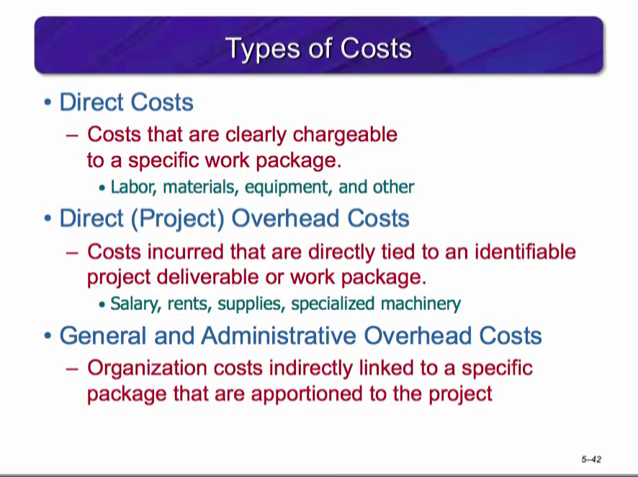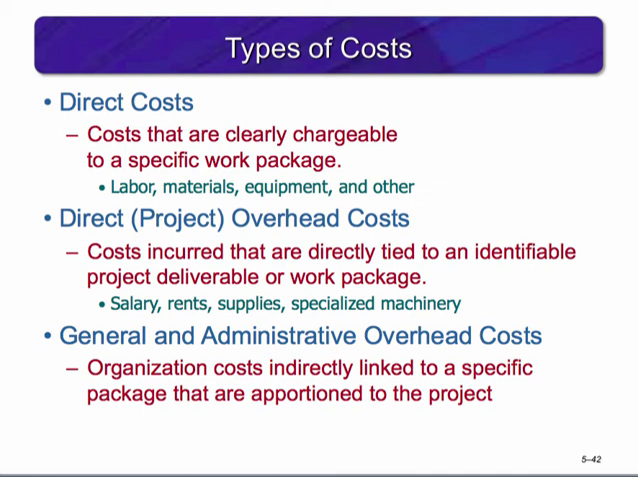Thus far, we've been discussing cost estimation, but we haven't broken this down. There are several types of costs for a project. There are direct costs, direct project overhead costs, and general and administrative overhead costs. Direct costs are clearly chargeable to a specific work package. These would include the labor costs of team members, materials, supplies, and equipment for the project, travel necessary to perform project work, etc.